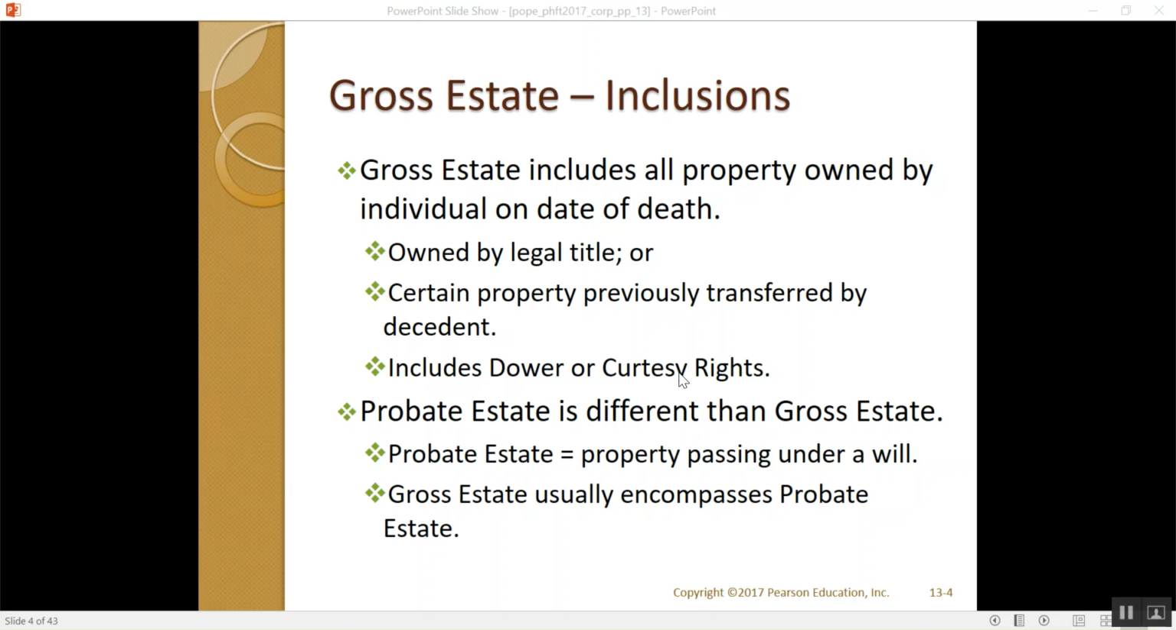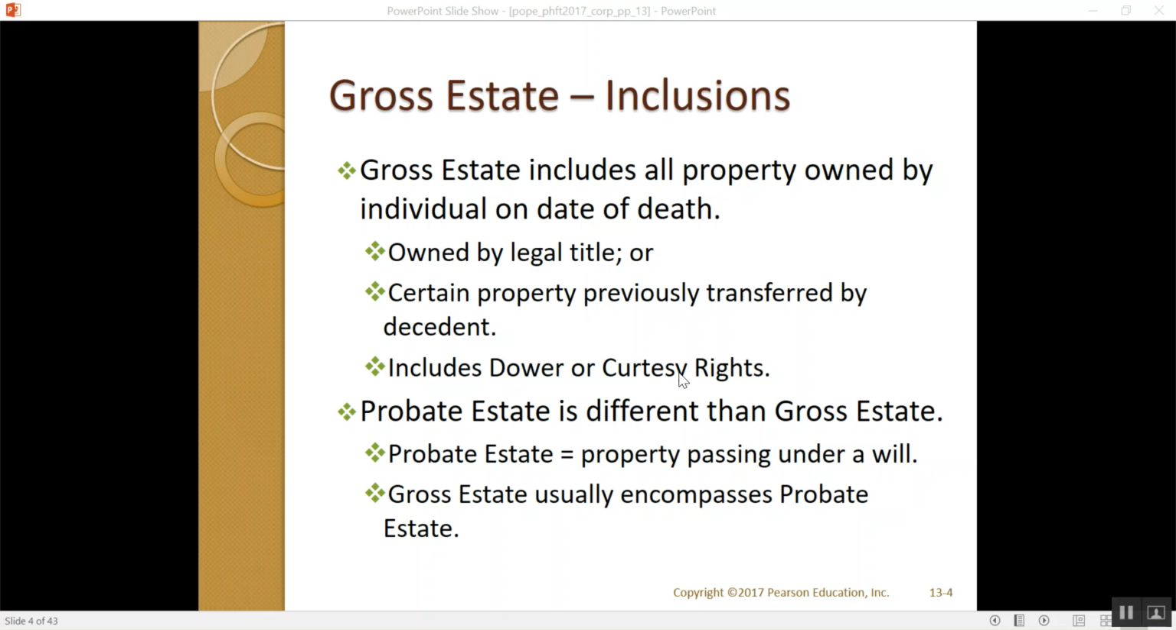And then this last bullet just talks about the fact that probate estate is different than gross estate. So the gross estate is actually a tax concept. It's a concept that is defined in the code, whereas a probate estate is covered under state law.